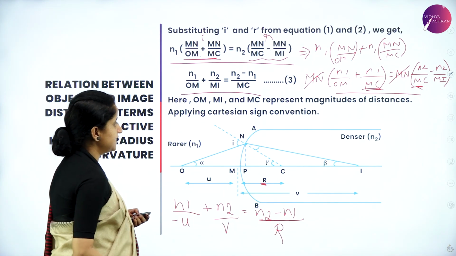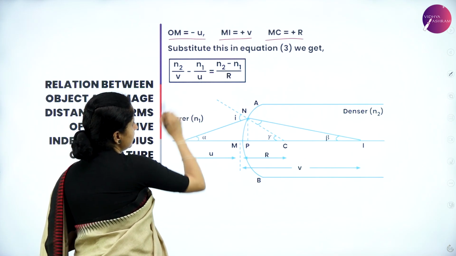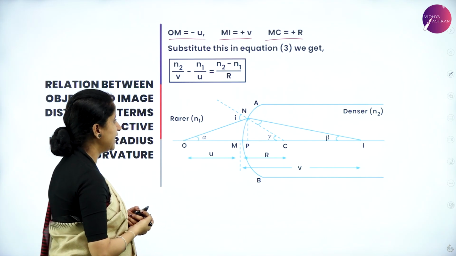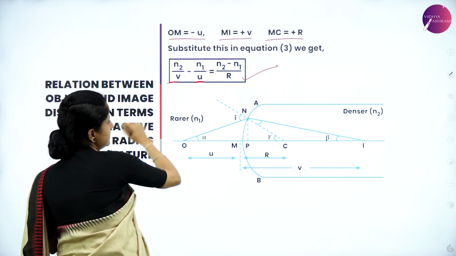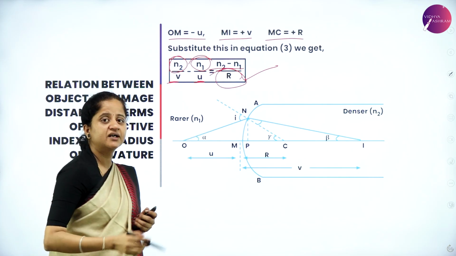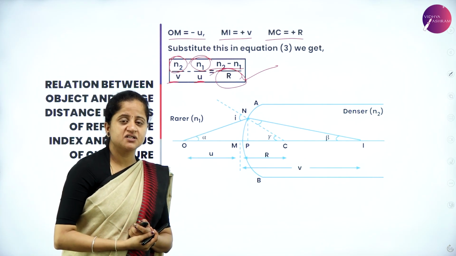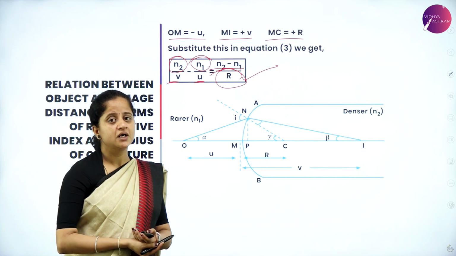Just rearranging these terms, we get n2 by v minus n1 by u is equal to n2 minus n1 by r, which is the relation between the object distance and image distance in terms of refractive index and the radius of curvature. So this derivation is a very important examination point of view. You may expect this question for 5 marks.